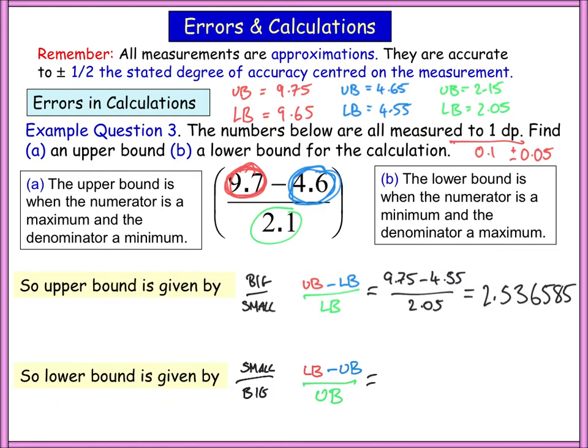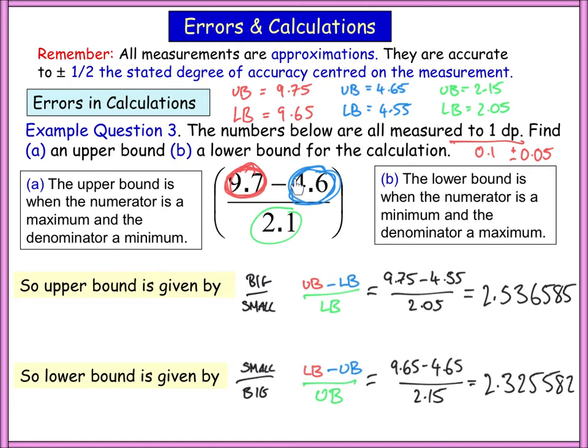And again, guys, once we've worked our way through that in our heads, maybe written it down like this, you just fill in the values. So lower bound 9.65, upper bound 4.65, divided by the upper bound of 2.1, 2.15. And again, our calculators can do the rest of the work on that. So 9.65 minus 4.65, all divided by 2.15, and that works out this time as 2.325582.